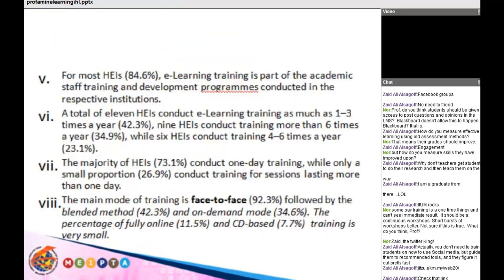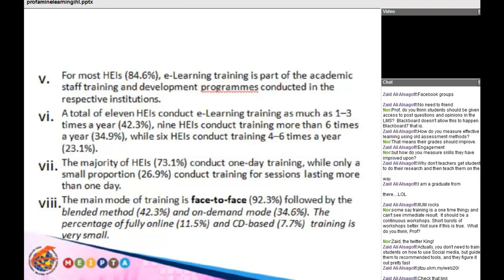Maybe, can I just share my screen? Okay, let's try. Let me know if you are able to see my screen now. This is Jitsu. Jitsu stands for Just In Time Training to You.